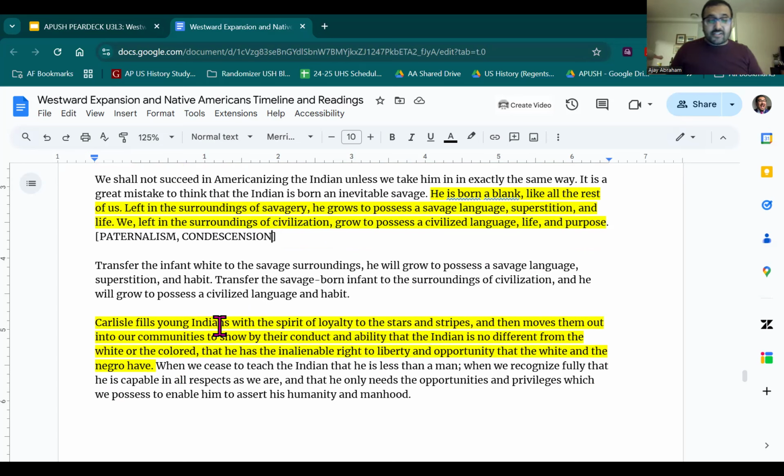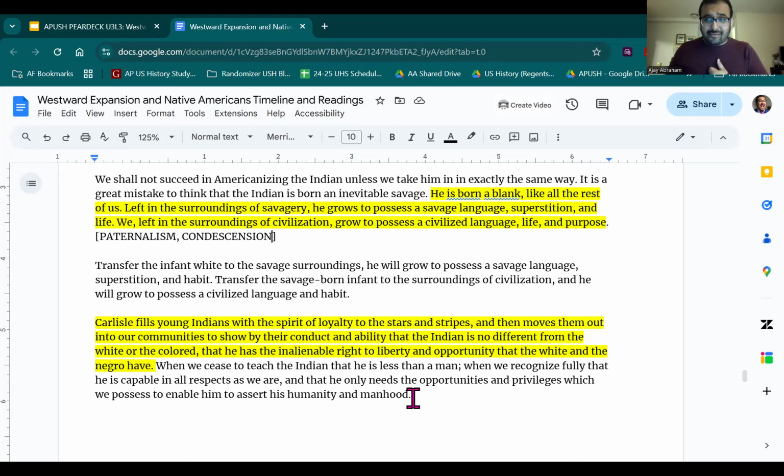And then he defends Carlisle, his boarding school. "Carlisle fills young Indians with the spirit of loyalty to the Stars and Stripes, and then moves them out into our communities to show by their conduct and ability that the Indian is no different from the white or the colored, and that he has the inalienable right to liberty and opportunity that the white and the Negro have. We cease to teach the Indian that he is less than a man. And when we recognize fully that he is capable in all aspects as we are, and that he only needs the opportunities and privileges we possess to enable him to assert his humanity and manhood."